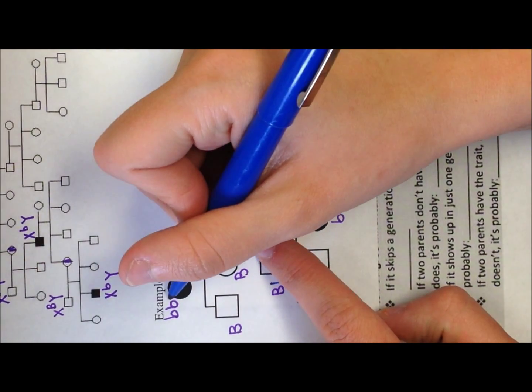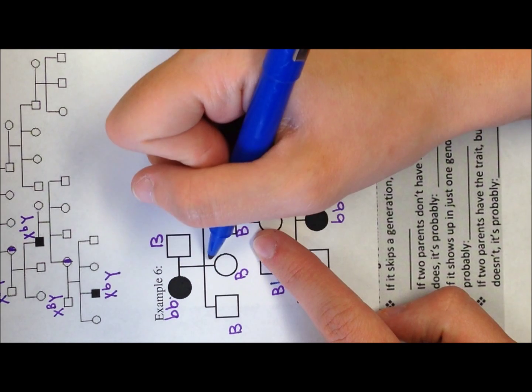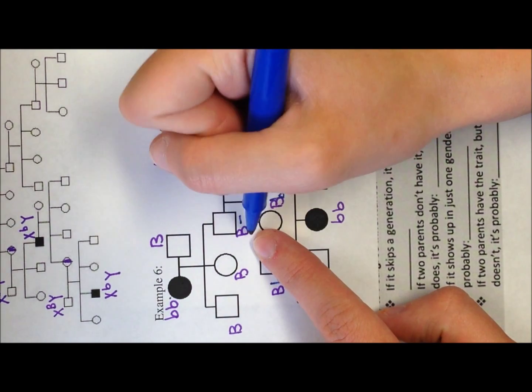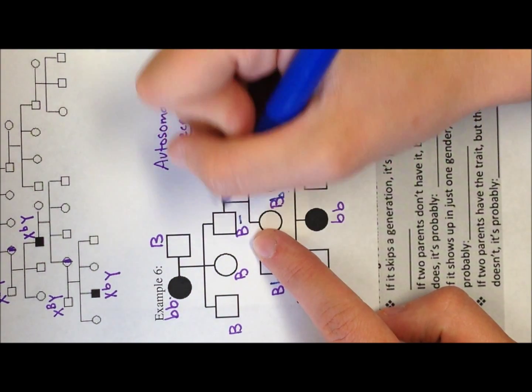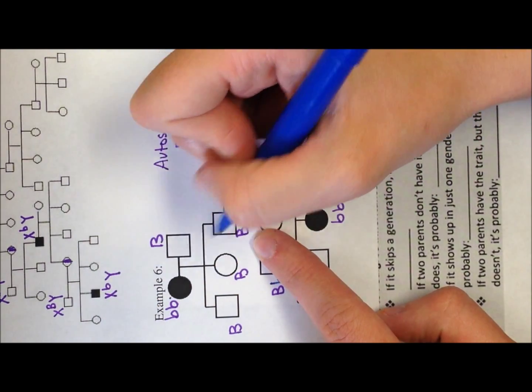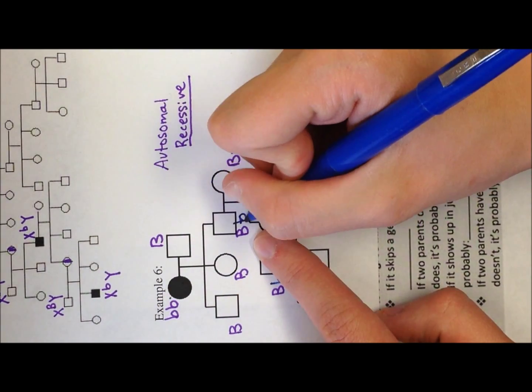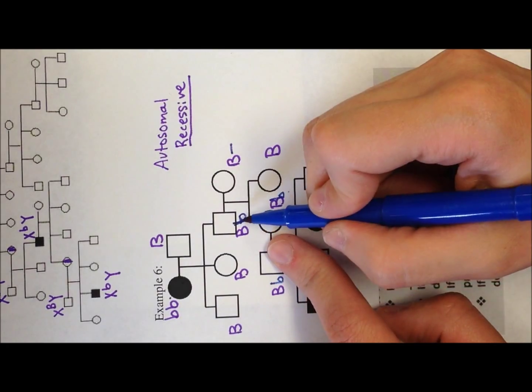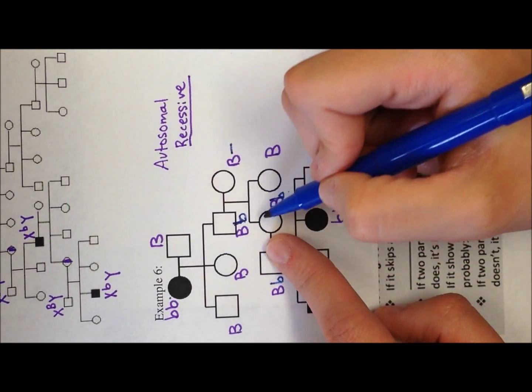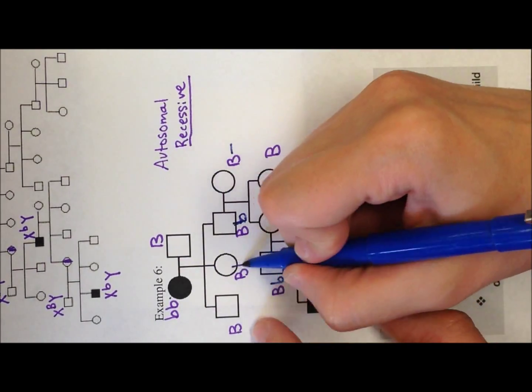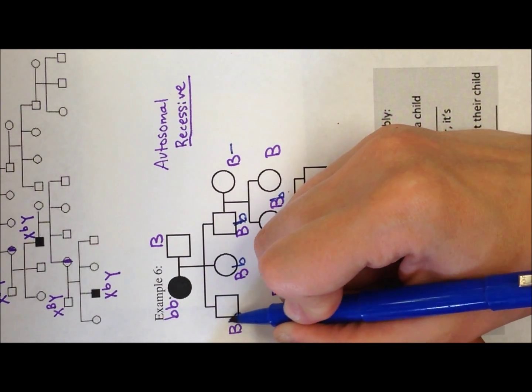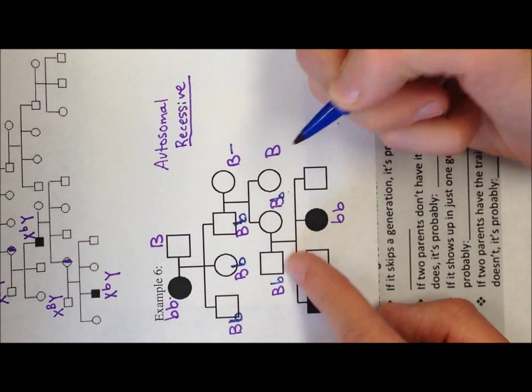If this dad had to give his kids a little b, Mom had to give them their big B, so all of these kids are going to have at least one big B, but Dad had to give them a little b. So we know for a fact now that this guy is big B, one from Mom, and little b, because that's all Dad had to give. So all of these kids are heterozygous, big B, little b.